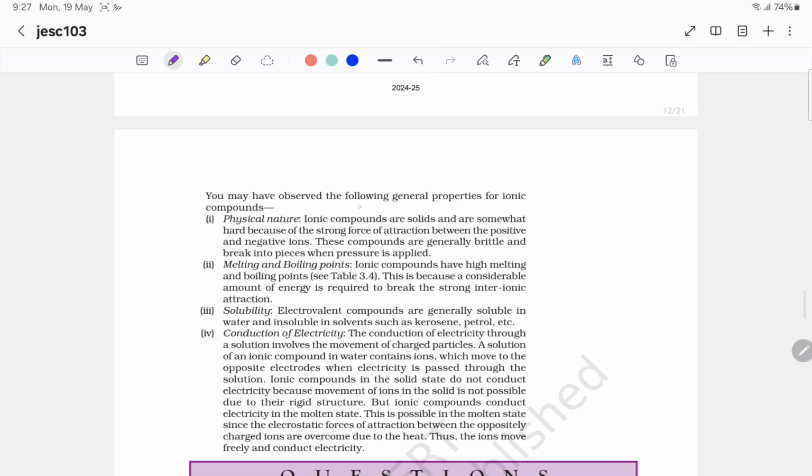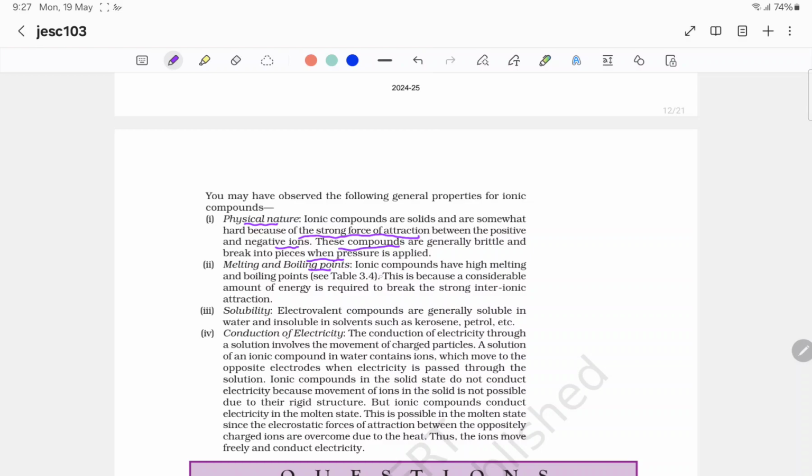So you may have observed the following general properties for ionic compounds. One is the physical nature. Ionic compounds are solids and are somewhat hard because of the strong force of attraction between the positive and negative ions. These compounds are generally brittle and break into pieces when pressure is applied.